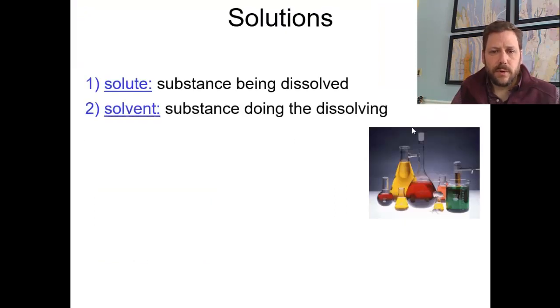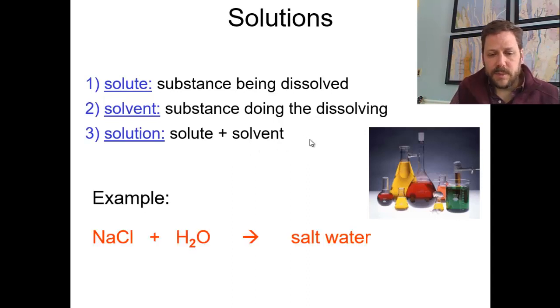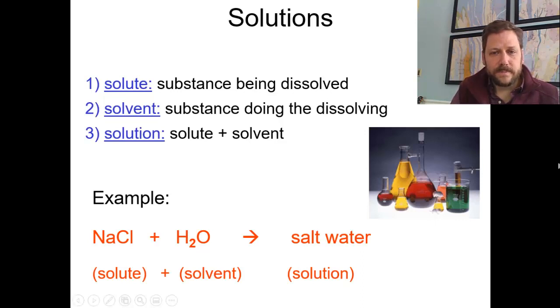So those are important terms. Solute, solvent, and solution. The solute is the substance being dissolved, the solvent is the substance that's doing the dissolving, so to speak, and the solution is the resulting mixture. An example, again, would be saline solution or salt water. So that's a good example to start with.